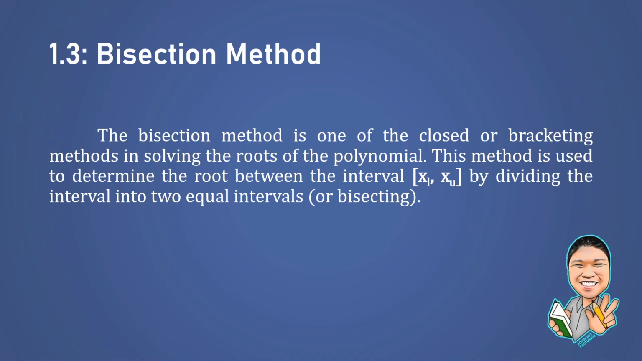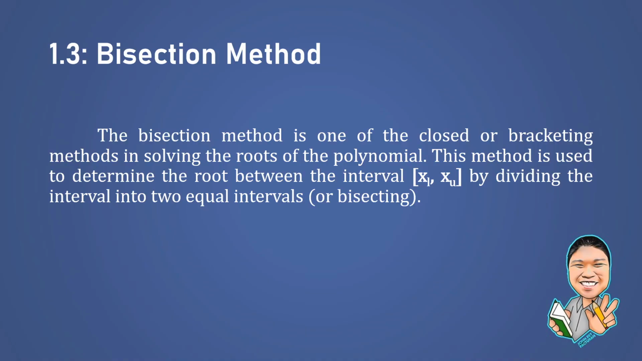This method is used to determine the roots between the interval xL, lower value of x, and xU, the upper value of x, by dividing the interval into two another equal interval. So yung tawag doon is bisecting. So halimbawa, yung initial na interval is 1 and 3. So, kukunin mo yung average ng 1 and 3, which is 2.